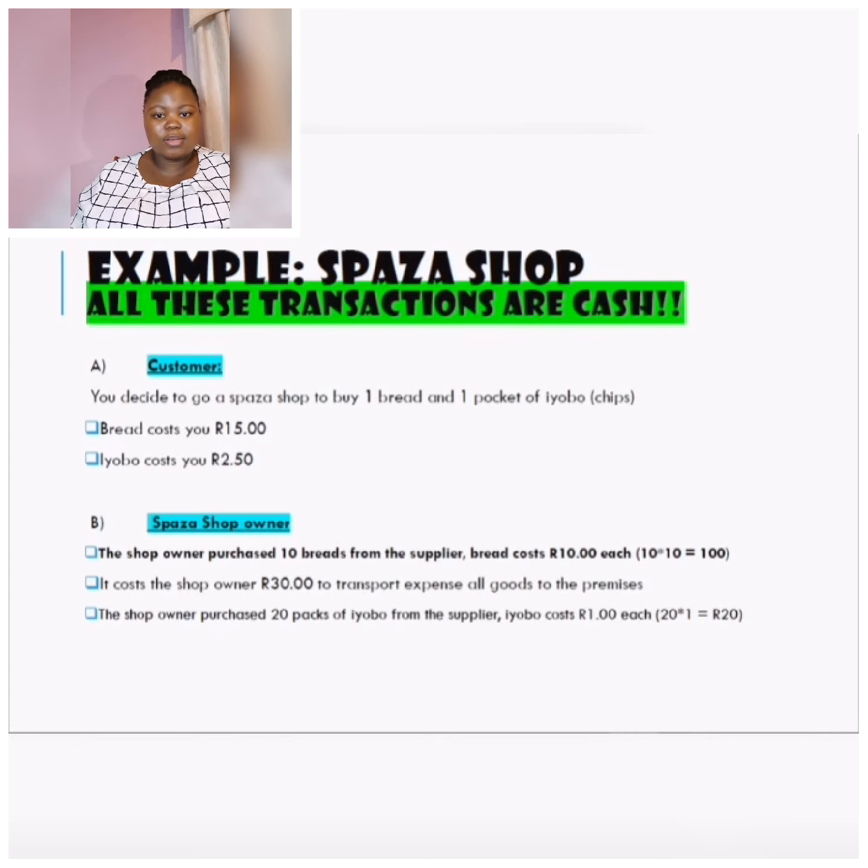Okay, let's get into our example. I'll tell you that we will be running a spaza shop. So here's our example.